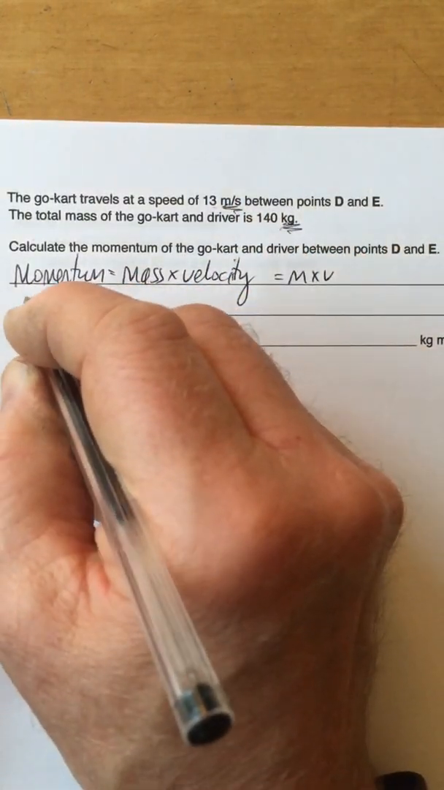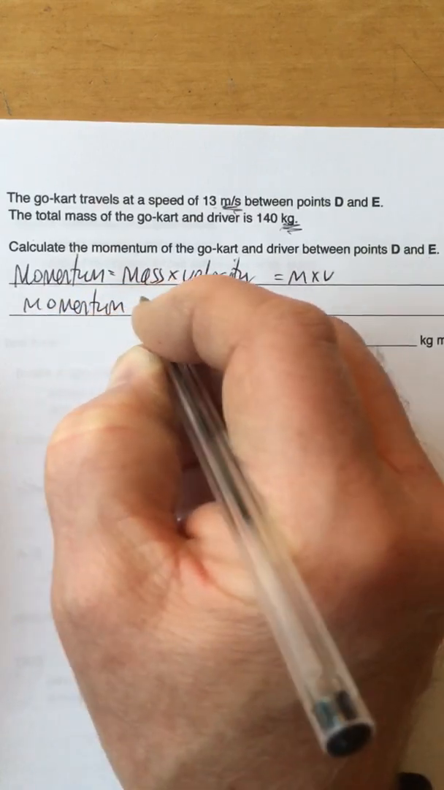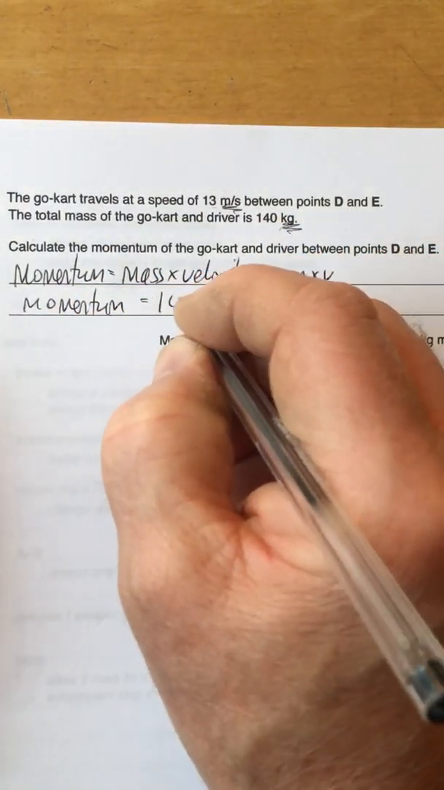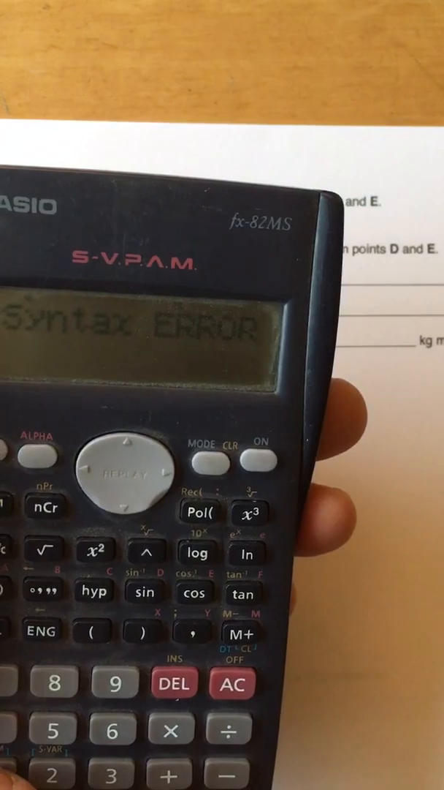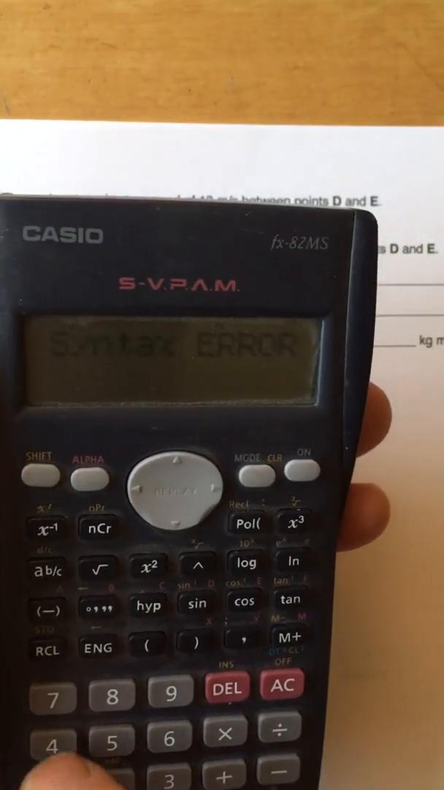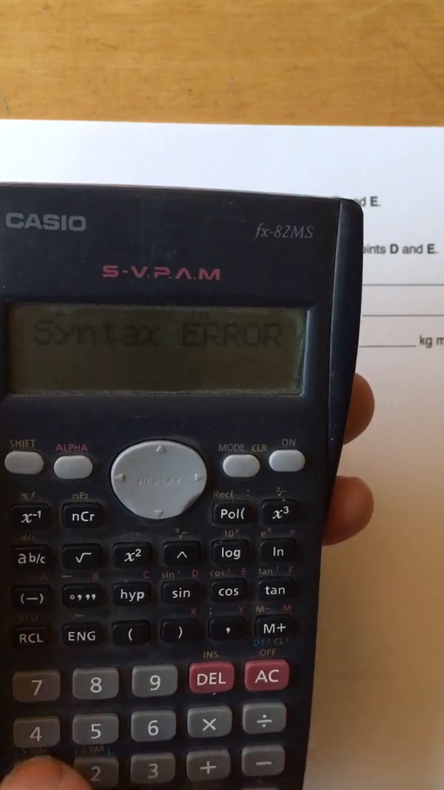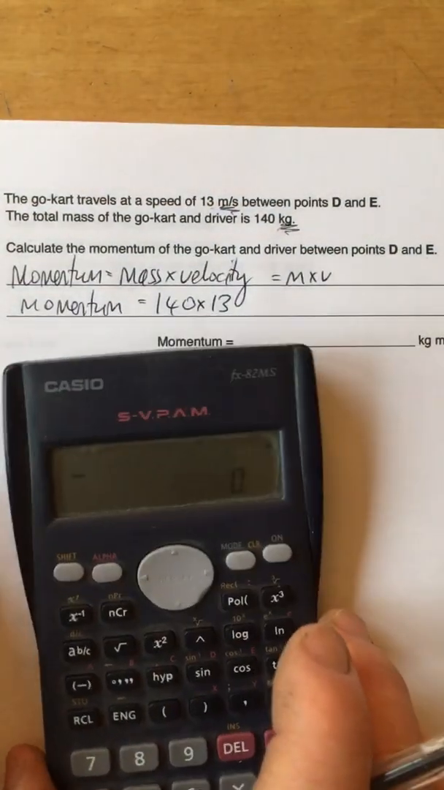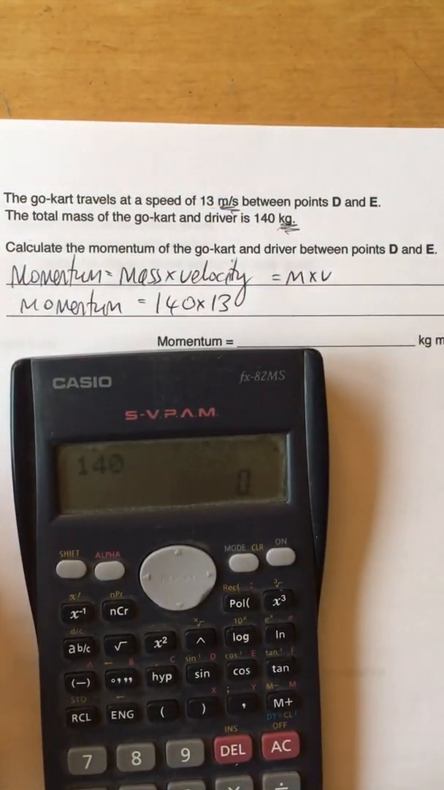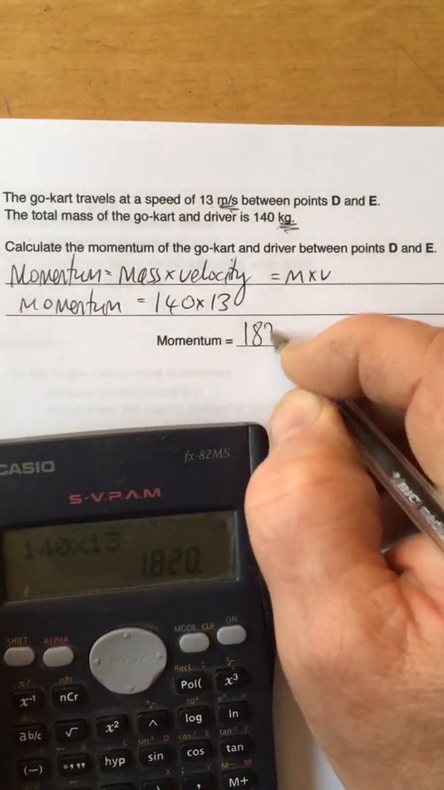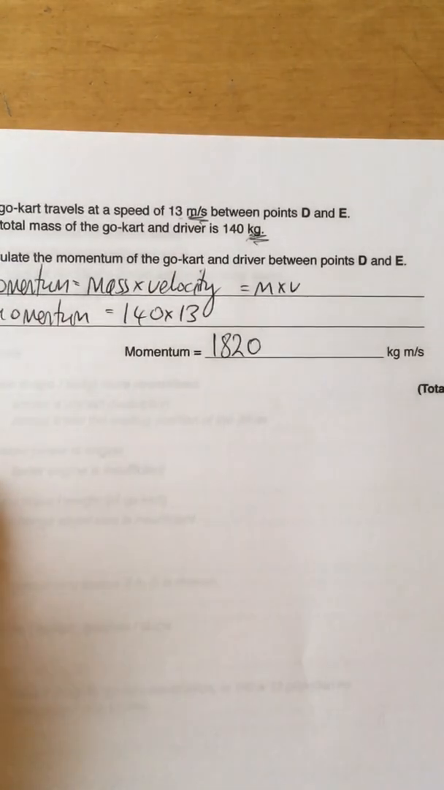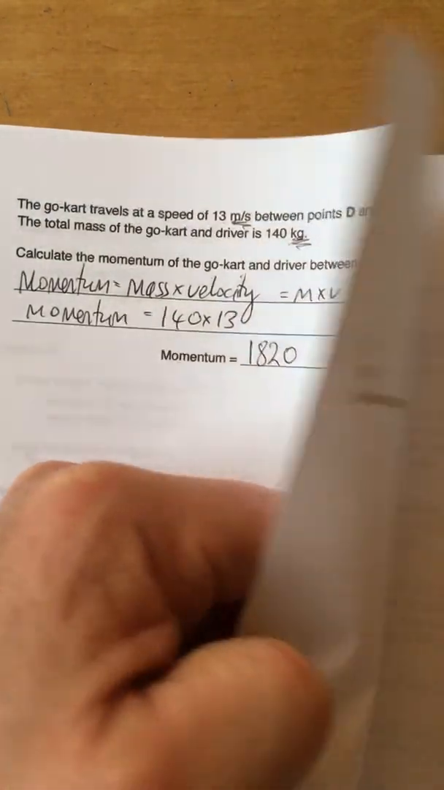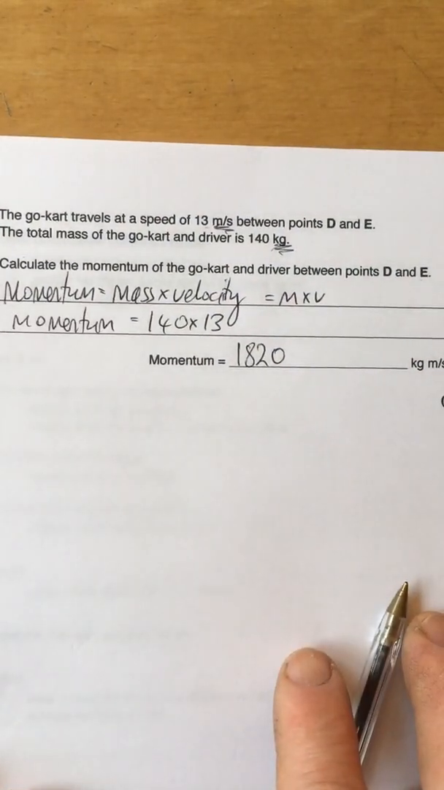So I simply need to go momentum equals 140 times 13. Get my trusty calculator. I actually got a thunderstorm starting as I do this, in case you're wondering what the flashes are on the paper. So just start again. 140 times 13 equals 1820 kilograms meters per second. And that's how you get that one. Total of six marks. And that is it. That's question 3. Well done.